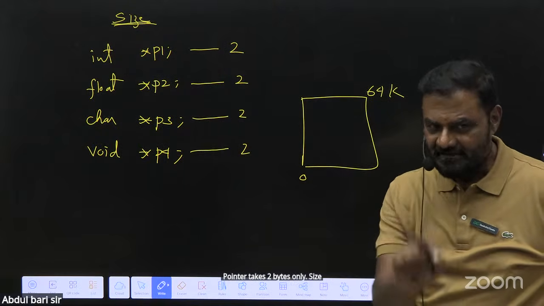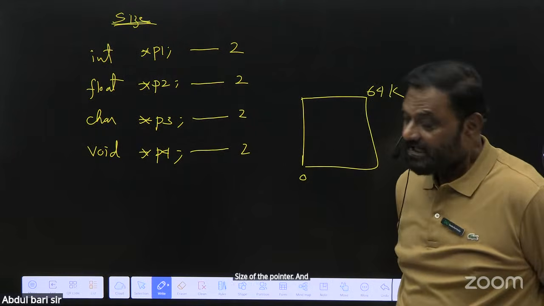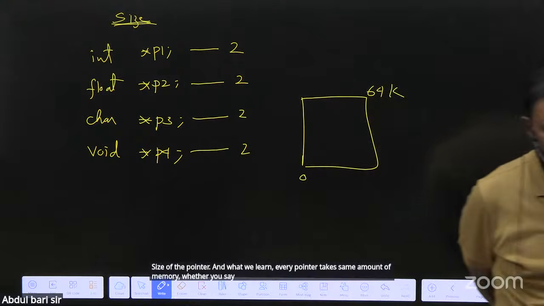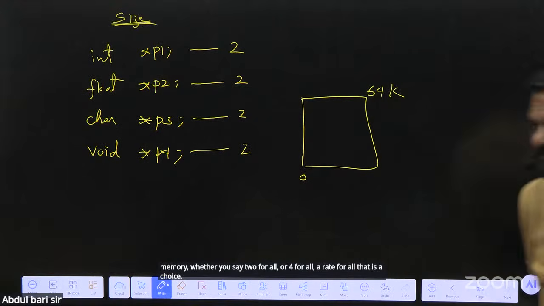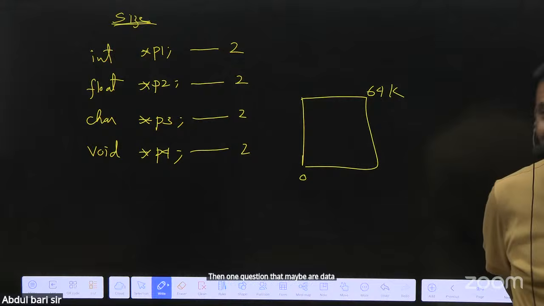Size of the pointer. This is the topic. And what we learn is that every pointer takes the same amount of memory. Whether you say 2 for all or 4 for all or 8 for all, that is a choice. Then one question that may arise: why data type, sir? That's our next topic.